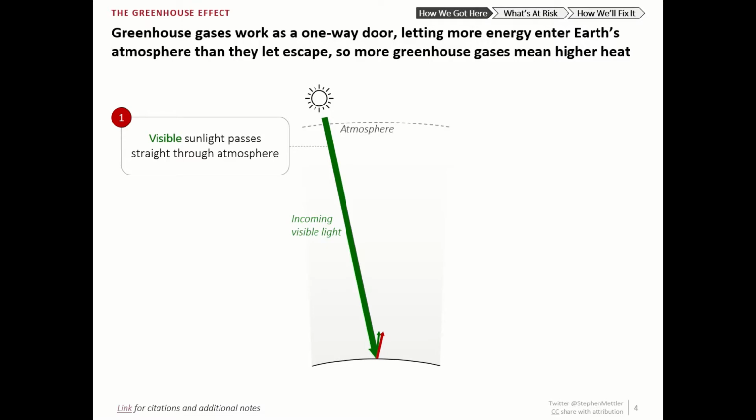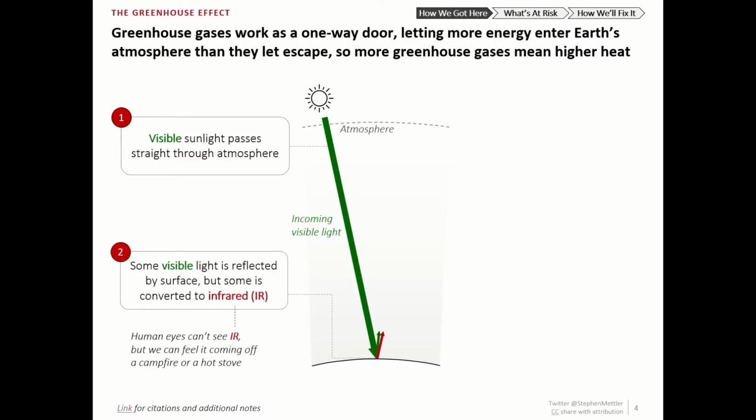And so it comes straight to the ground, and once it hits the ground, or anything in the way, some is reflected, and it stays visible light, but some is converted to infrared light. And infrared light is a different part of the spectrum. Human eyes aren't able to see it, but we can feel it. If we put our hand near a campfire or a hot stove, it still has energy retained as heat. And so once that visible light and that infrared light are both heading up through the atmosphere, they have a very different path from there.